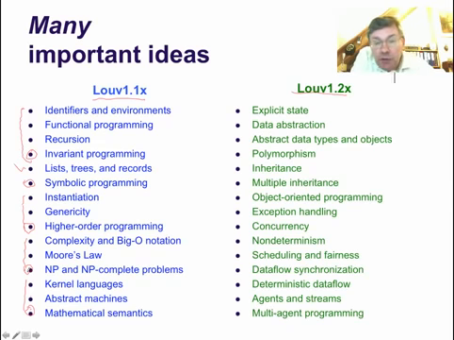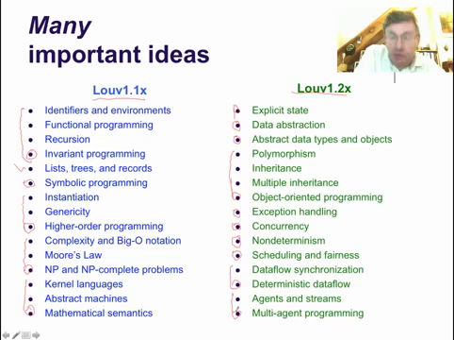In Louvain 1.2x, we go farther. We go into data abstraction, building on state, abstract data types, objects, polymorphism, inheritance, multiple inheritance, object-oriented programming, combining them, exception handling to handle unusual, rare situations without making the code cumbersome, concurrency, an extremely important concept, non-determinism, the demon we have to slay if we really want to use concurrency well, scheduling, fairness, data flow synchronization, deterministic data flow, and finally, multi-agent programming with agents and streams.